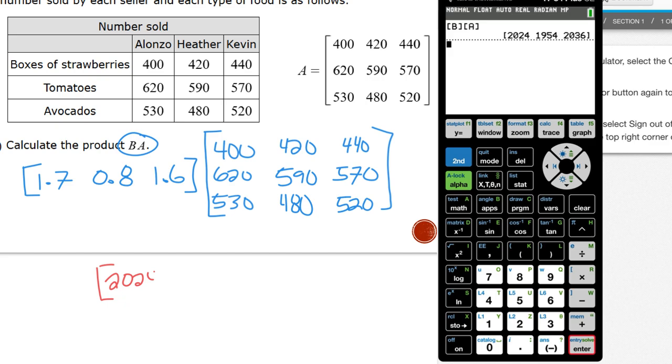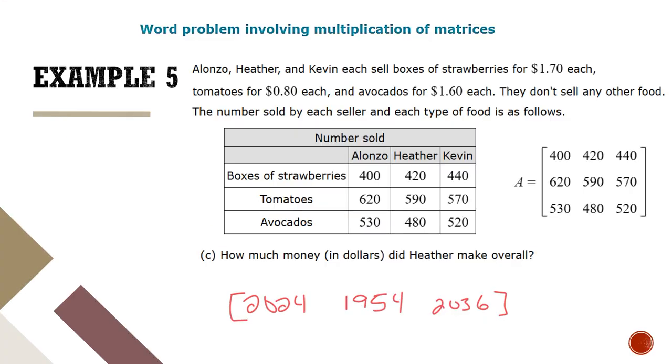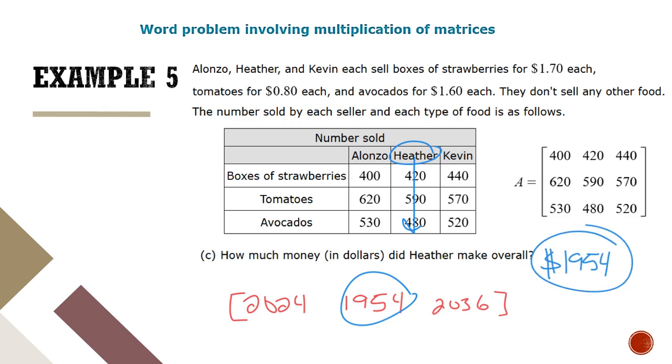So we got 2024, we get 1954, and we get 2036. So the last question asks, how much money in dollars did Heather make overall? Well, when you multiplied those two different matrices, notice how Heather is in the middle. So therefore, Heather would actually be the middle. So whatever was here, Heather, and we'd put all those together. This is the middle one. So Heather would make $1,954.